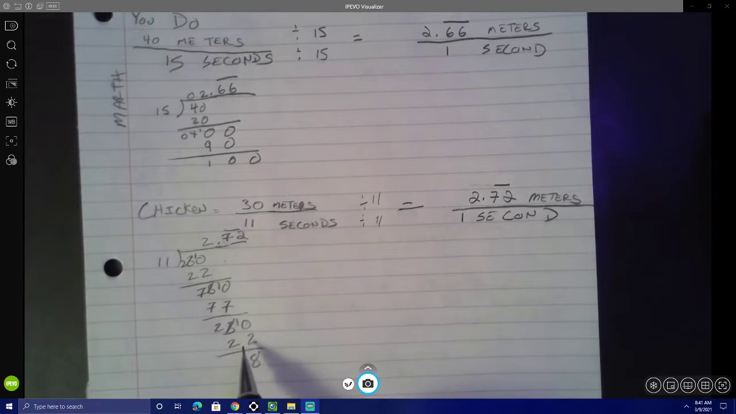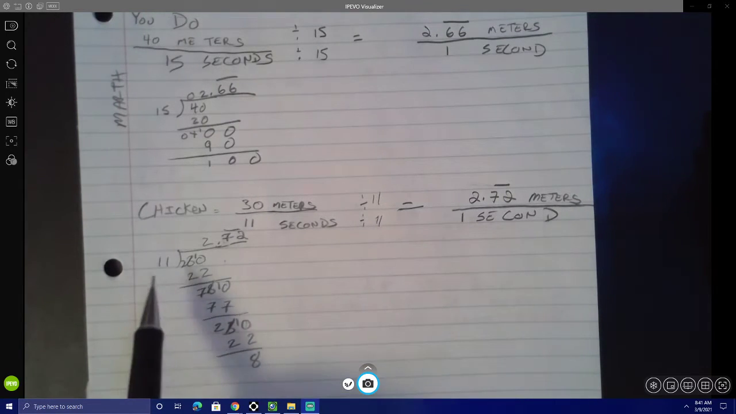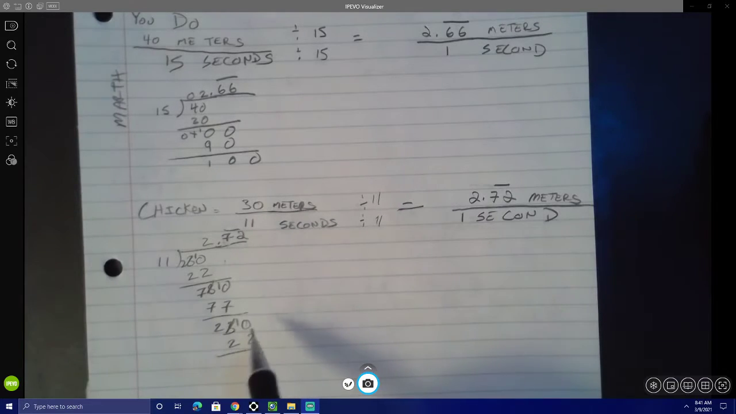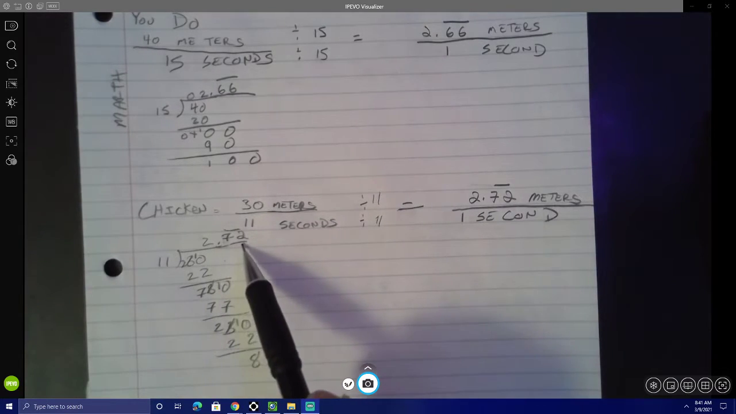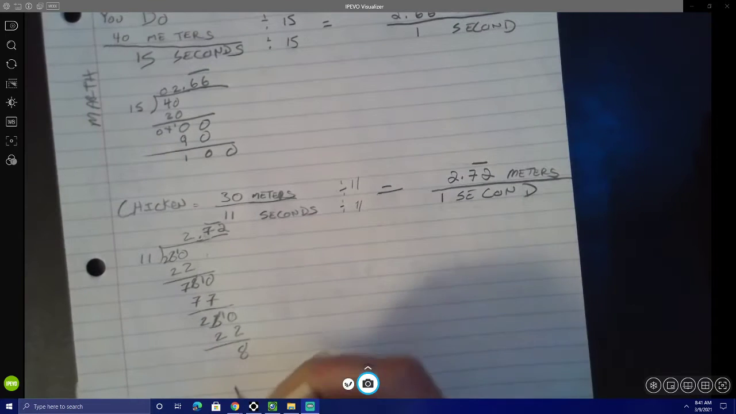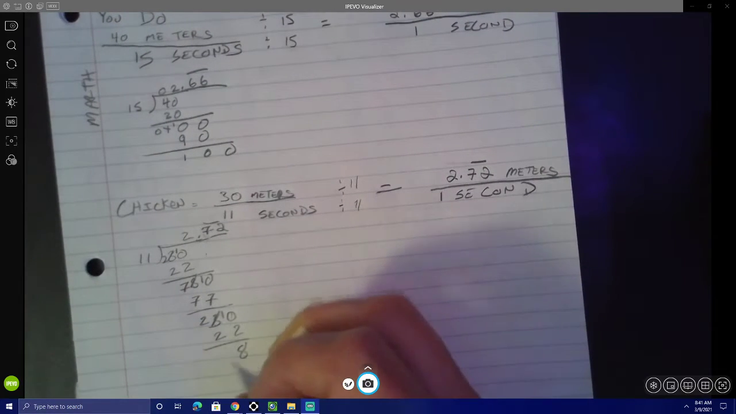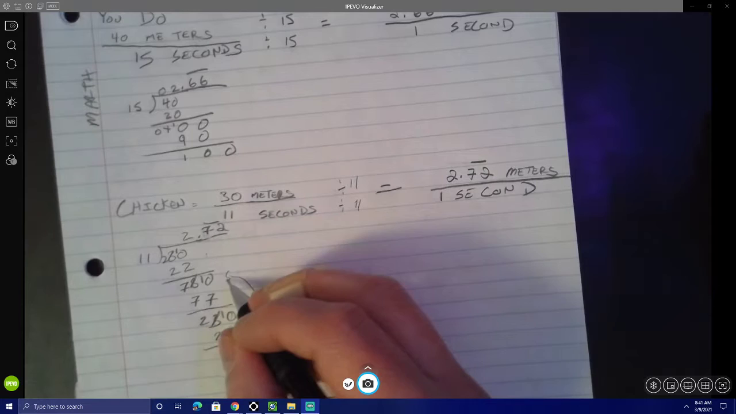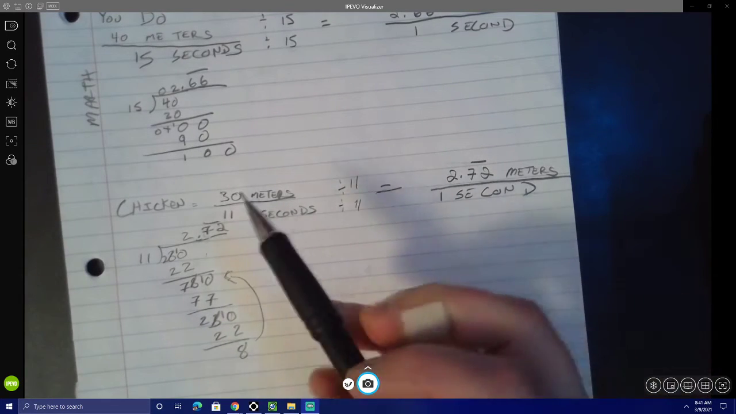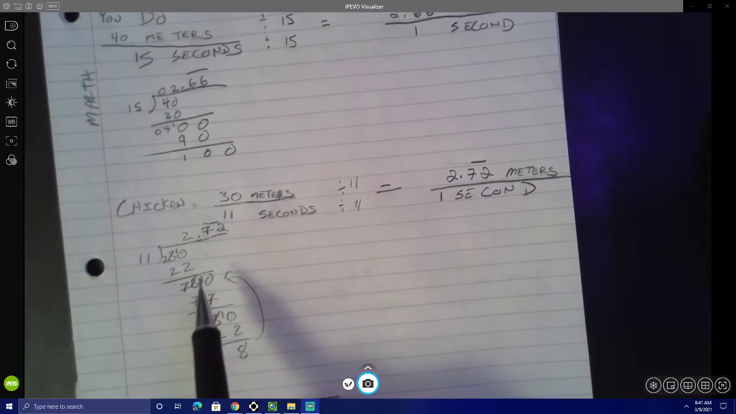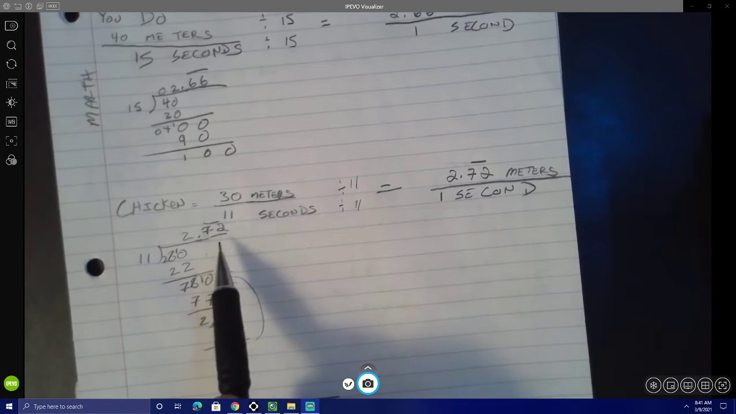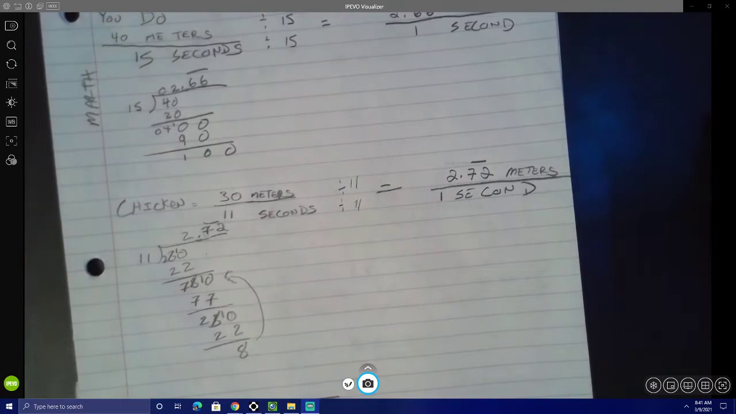I bring down another 0, and I see that 11 can go into 30 two times. That's there. And then I see another 8 again, and I see that I'm starting to repeat my pattern that I started up there. So I know that the chicken's unit rate is 2.72 meters every second.